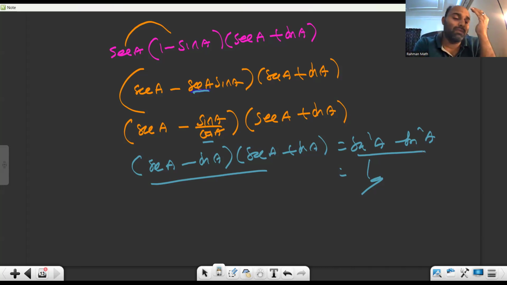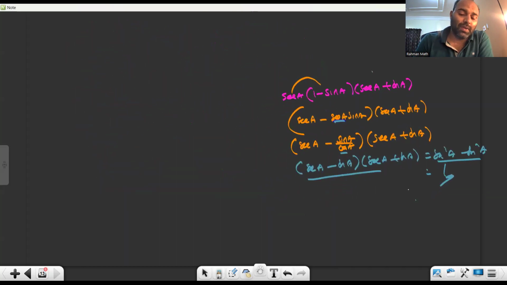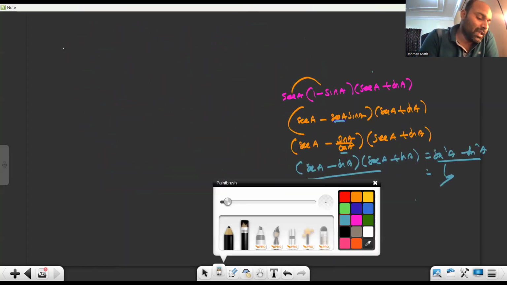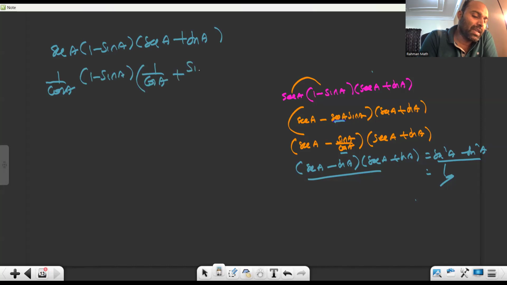So what is the traditional way we people used to do? Traditional way: we convert everything in terms of sin and cos. Okay, let's start. LHS, please rewrite. Traditional way: sec A into 1 minus sin A into sec A plus tan A. Convert. Sec A is what? 1 by cos A. 1 minus sin A into 1 by cos A plus sin A by cos A.